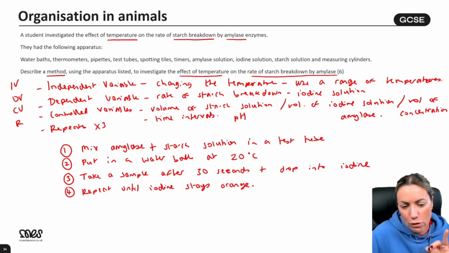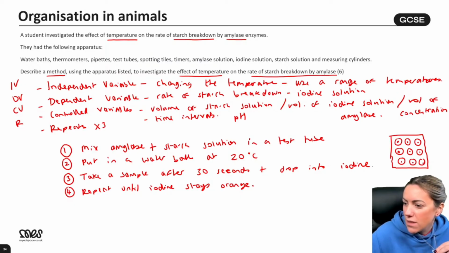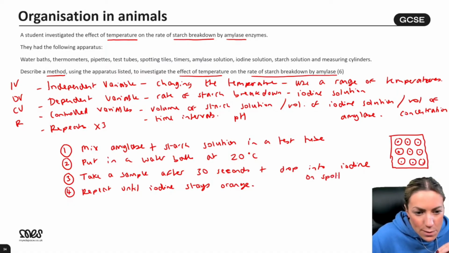Sammy, control variables, yes, super important. Yeah, the iodine is in a spotting tile. So you've got your spotting tile. I'll do you a little drawing. So you've got your spotting tile like this, and you're putting drops of iodine. So I could include that information. It's not totally necessary. Drop into iodine on spotting tile.